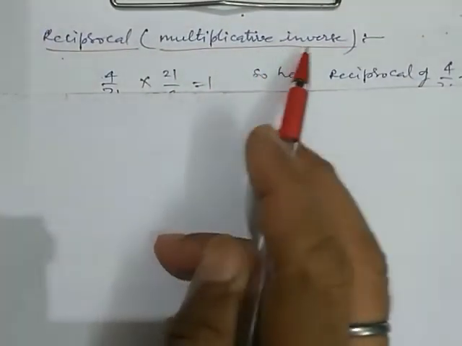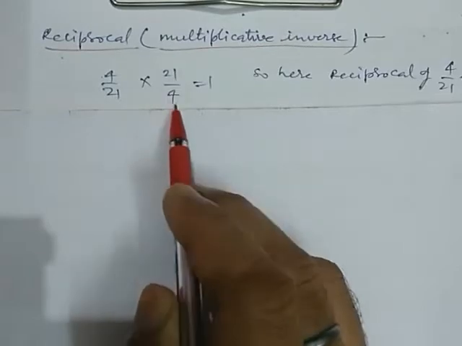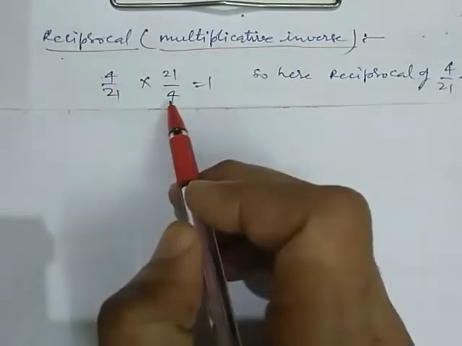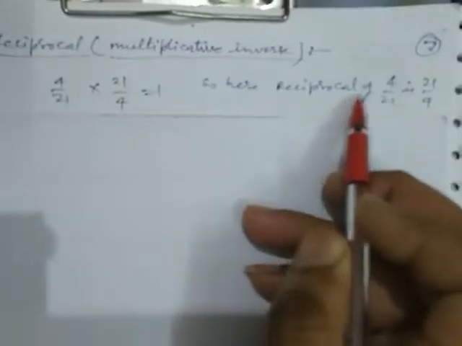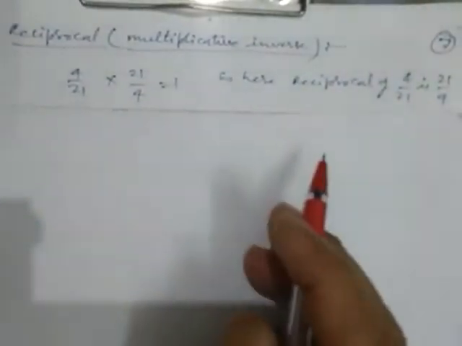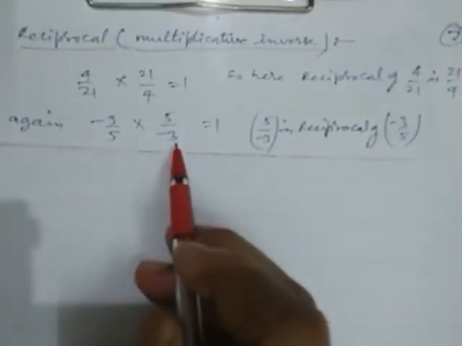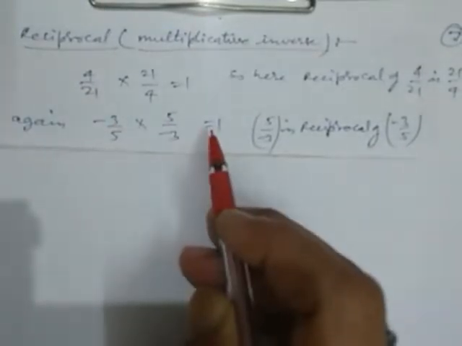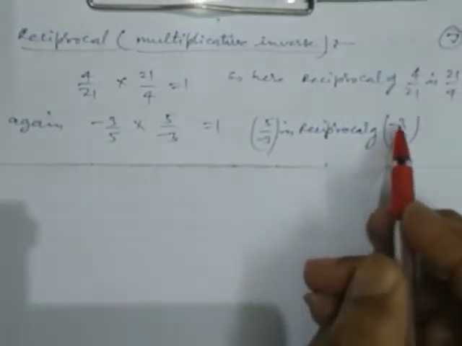Now we learn reciprocals, that is, multiplicative inverse. Here 4 by 21 into 21 by 4 is equal to 1, because 21 cancels out by 21 and 4 cancels out by 4, so only 1 is left. So here the reciprocal of 4 by 21 is 21 by 4. Again, minus 3 by 5 into 5 by minus 3. Here 5 cancels out by 5, minus 3 cancels out by minus 3, so we get 1. So here 5 by minus 3 is the reciprocal of minus 3 by 5.